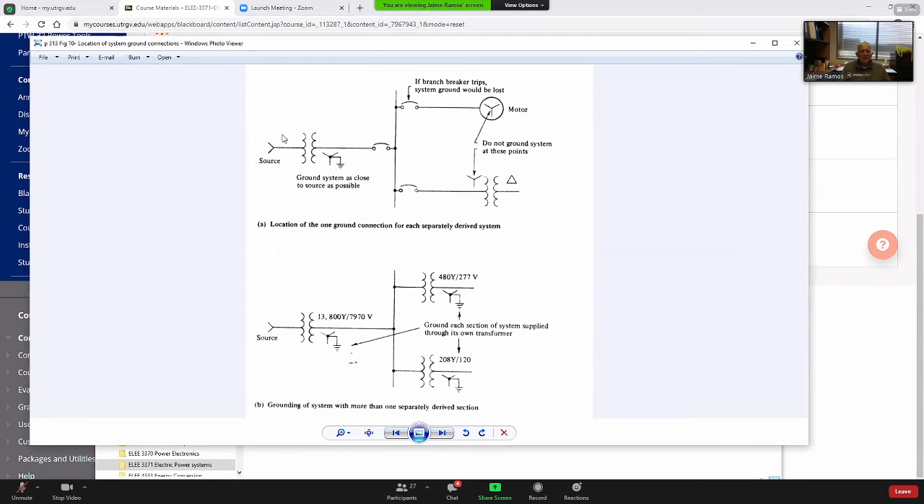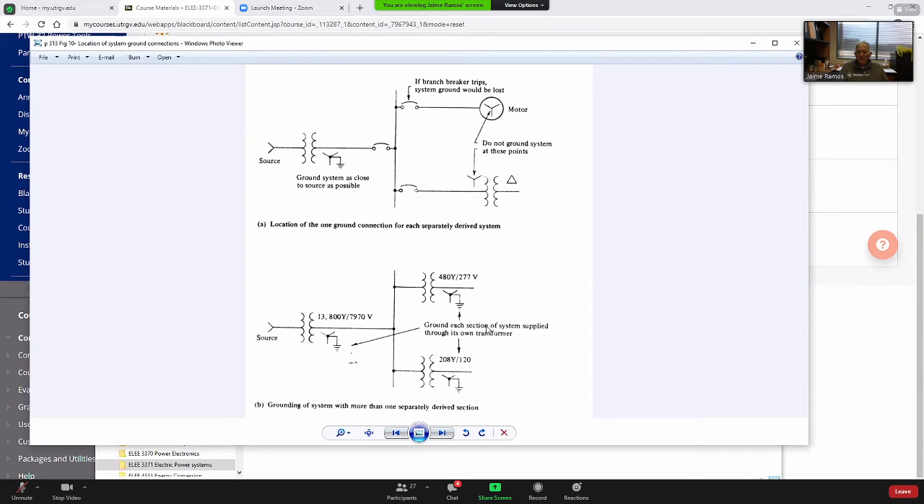Now, this diagram is about separately derived systems. You see this word here on A, separately derived systems. It says we have a ground here on the primary transformer. If there are separately derived systems, we can, for example, on the bottom, ground again on the neutral, but after the second transformer.